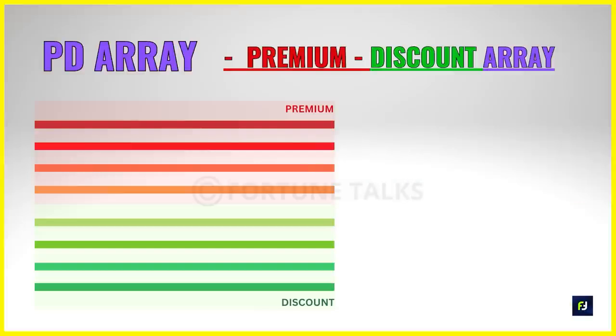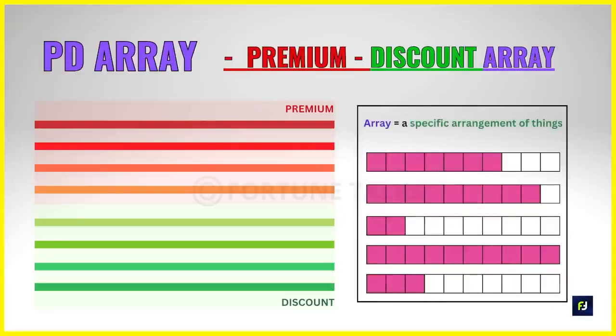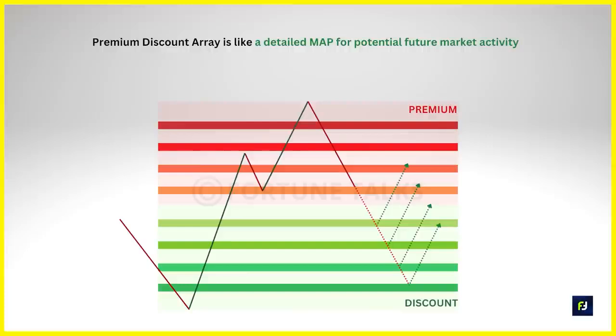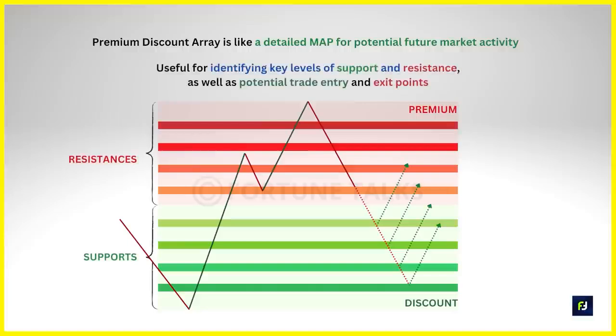This is where the significance of PD arrays come into play. PD arrays stands for premium and discount arrays. This is a central concept in SMC. An array is nothing but a specific arrangement of things. Now, premium discount array is crucial for understanding how the market has moved and how it might move in the future. It is like a detailed map of the market activity, showing traders where the price has been and suggesting where it might go. This array is particularly useful for identifying key levels of support and resistance, as well as potential entry and exit points for trades.